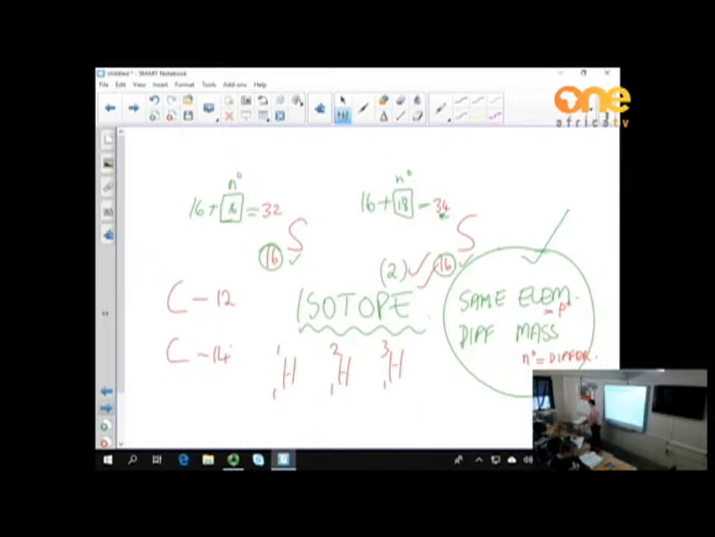Page 21, atomic and molecular mass. We've already worked with that.